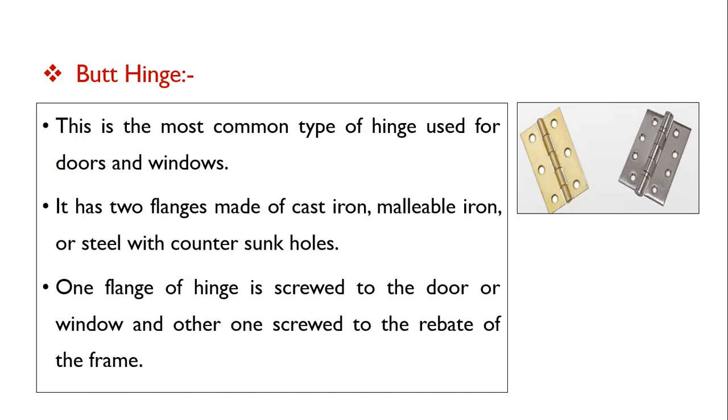Butt hinge. This is the most common type of hinge used for doors and openings. You might have seen this type of hinge which is called as butt hinge. It has two flanges, 1 and 2, first flange, second flange, made up of cast iron, malleable iron or steel with counter sunk holes. So here special type of holes are provided which are called as counter sunk holes. One flange of hinge is screwed to the door or window and the other is screwed to the rebate of the frame. So here in case of this one flange it is screwed to the frame and second is screwed to the door or window. So this is regarding butt hinge.